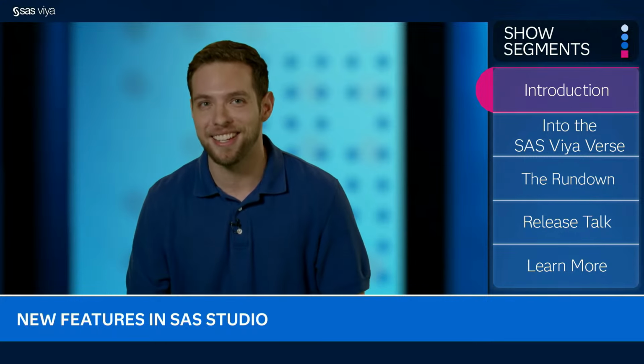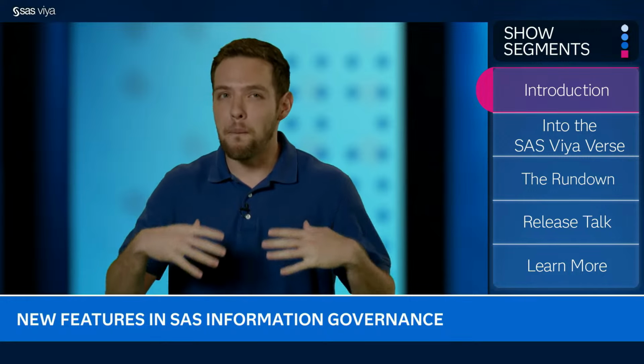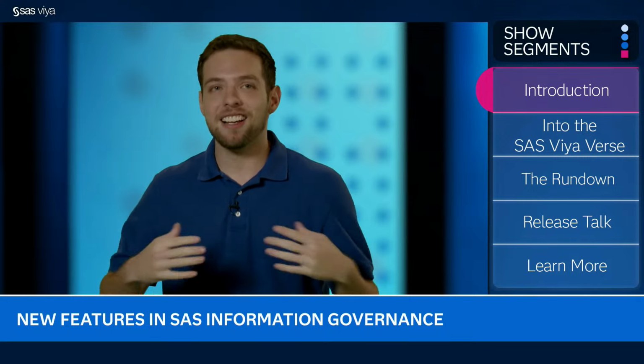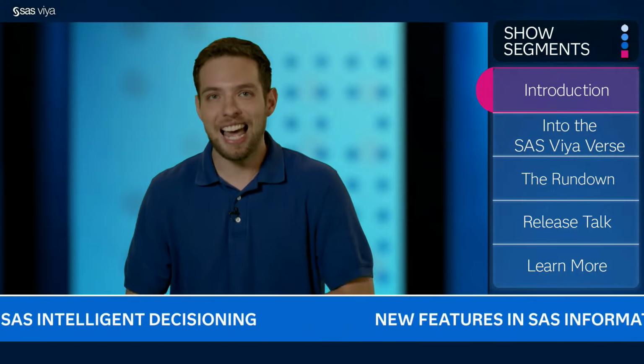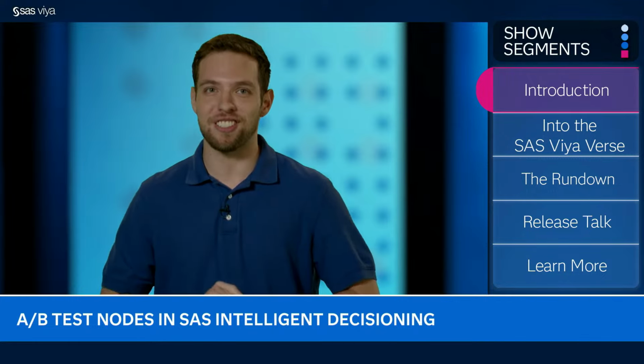We'll start off with the rundown presented by Alexi Vaudilan, Kumar Thangamuthu, and Diana Maris. Alexi will give us an update on a few new features in SAS Studio, including several new steps. Next, Kumar will tell us about managing semantic types and customizing information privacy in SAS information governance. Lastly, Diana will walk us through A/B test nodes in SAS intelligent decisioning.